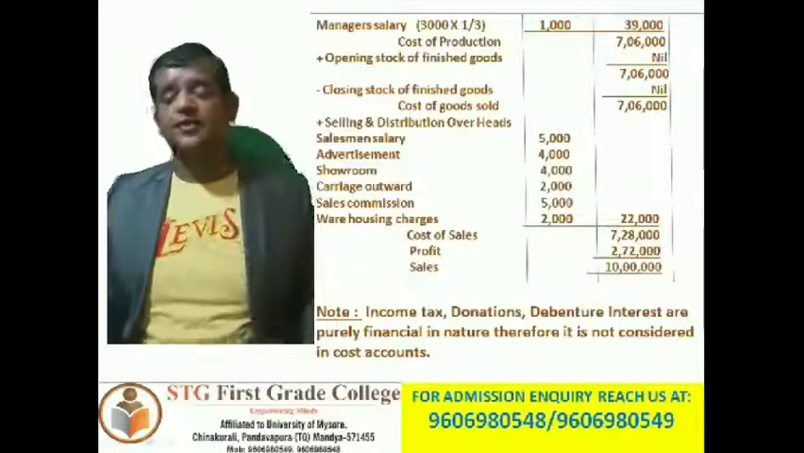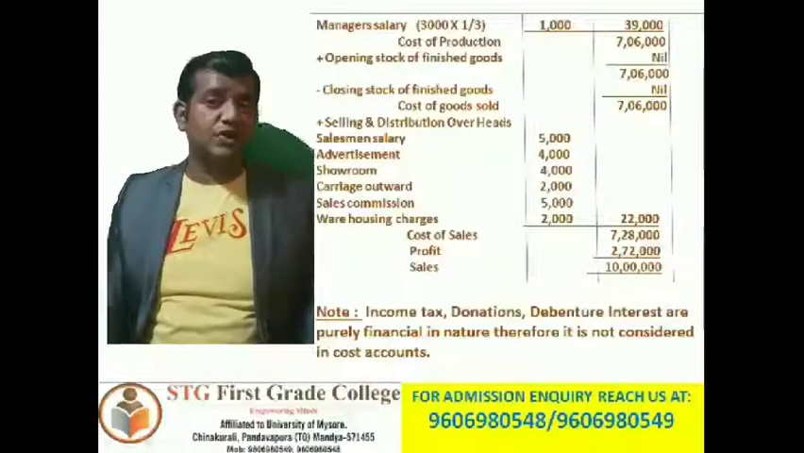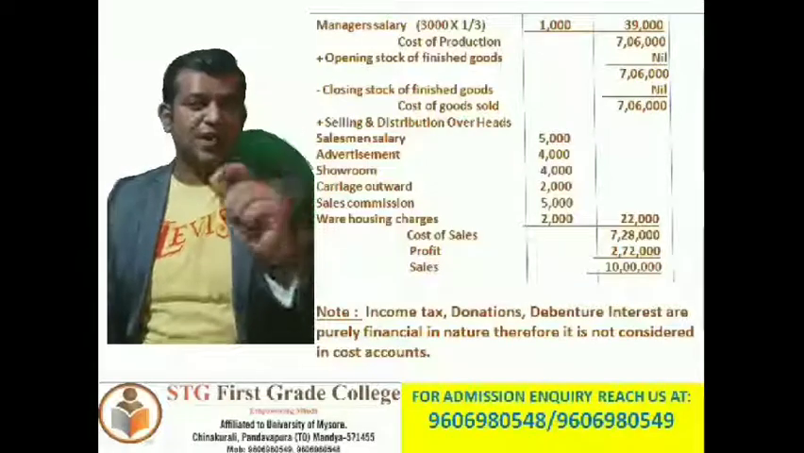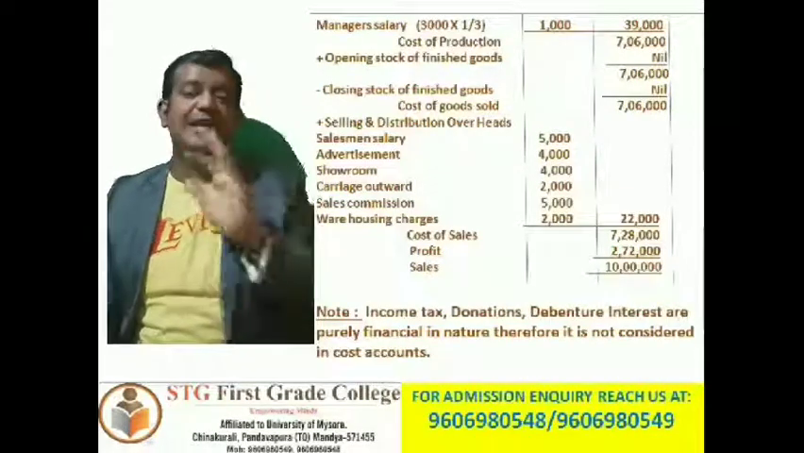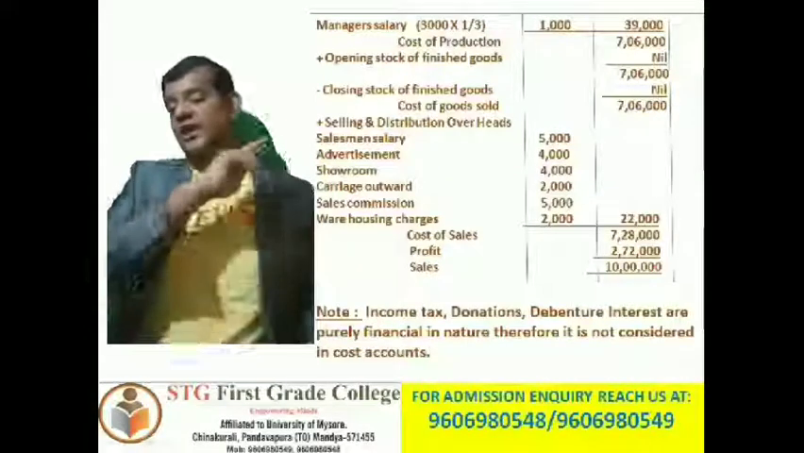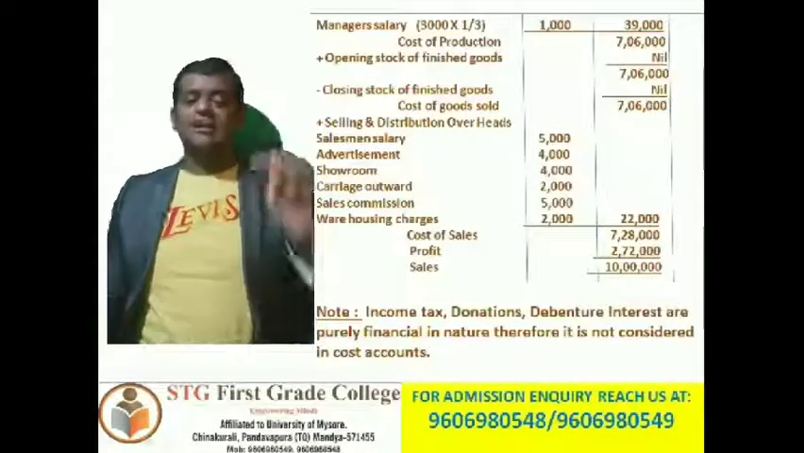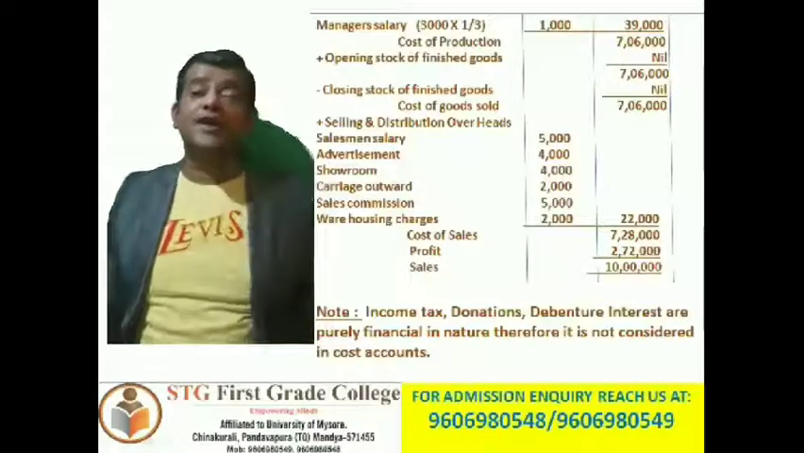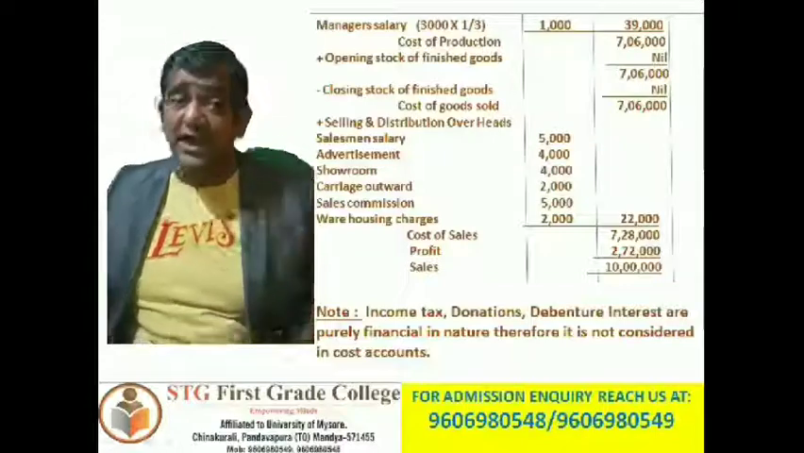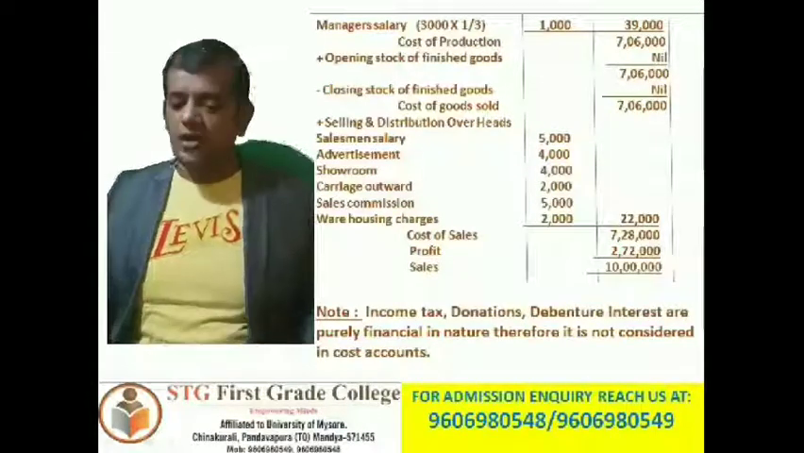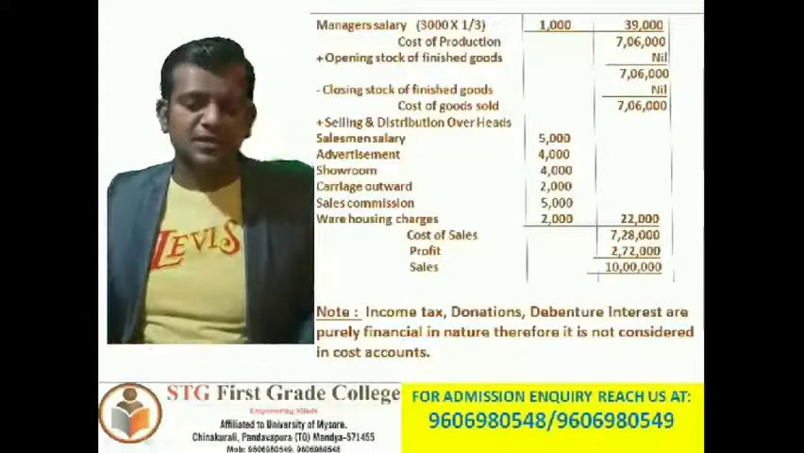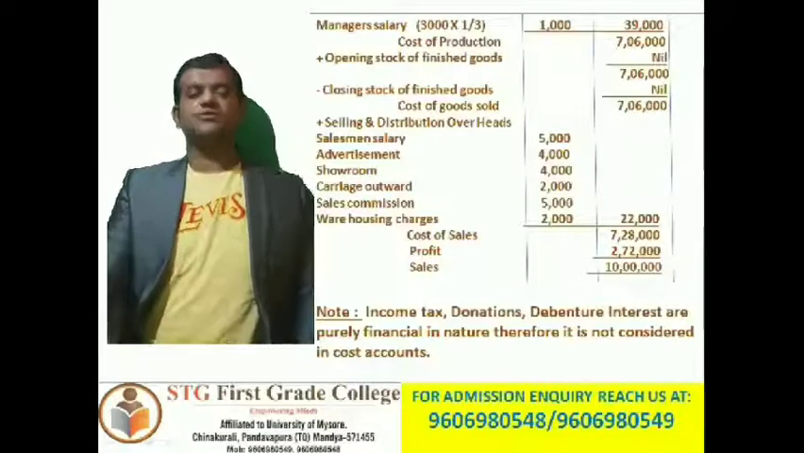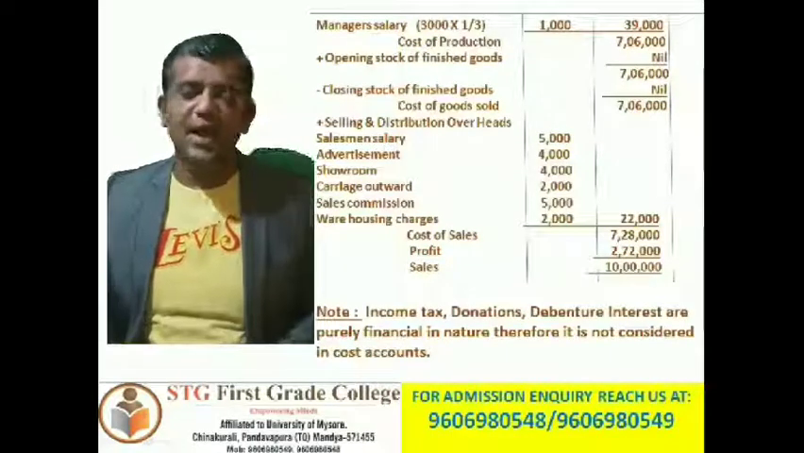Here there is a note which we have to mention, explaining why we have not considered a few items which I've already mentioned. But still you have to make a note while solving the problem. After the solution you have to make a note. So let us take the note. Note: income tax, donations, and debenture interest are purely financial. That means nowhere is it related to cost. Try to understand. These are all purely financial in nature, therefore they are not considered in cost accounts. They are not considered while preparing a cost sheet.